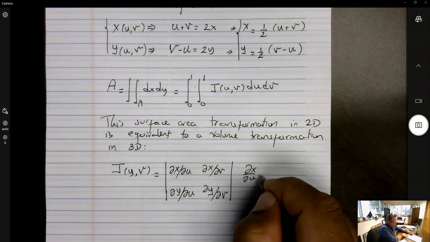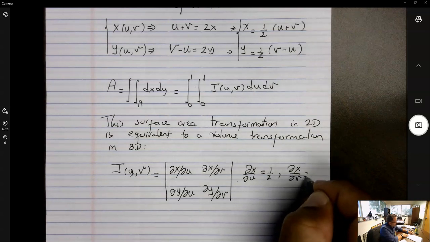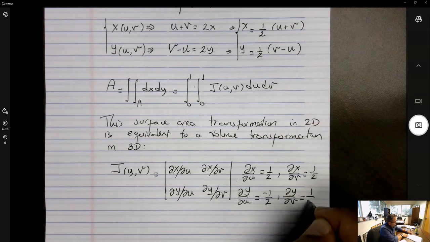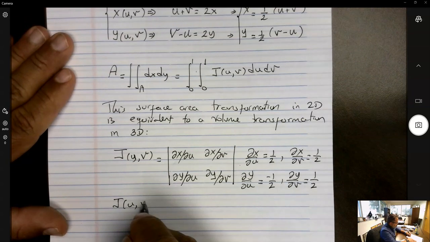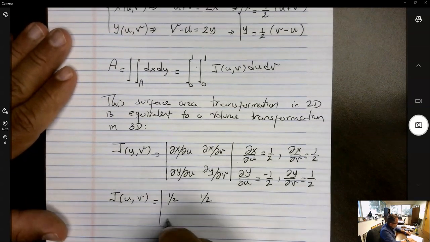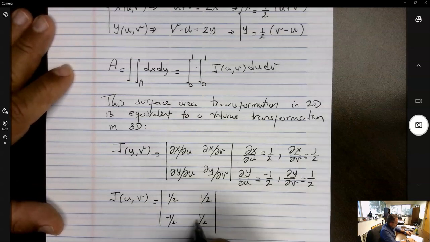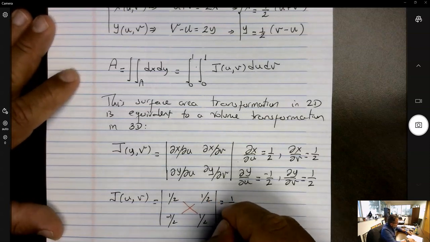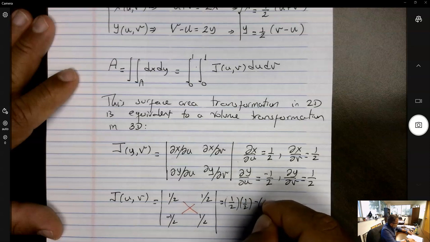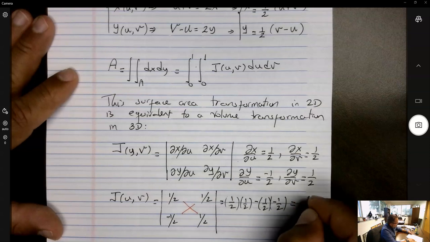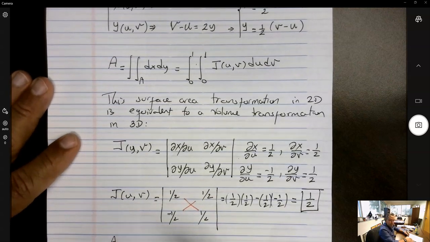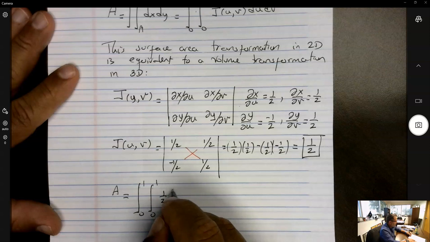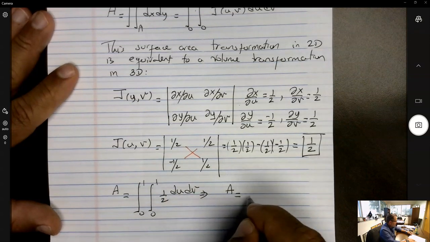In this case, dx du is equal to 1/2, dx dv is equal to 1/2, dy du is equal to -1/2, and dy dv is equal to 1/2. So the Jacobian is the determinant of the tensor 1/2, 1/2, -1/2, 1/2, which essentially takes the diagonal and subtracts the multiplication of the off diagonal. So we multiply these two and subtract the multiplication of these two, which is equal to 1/2 times 1/2 minus 1/2 times -1/2, and that's equal to 1/2. So the area of the rotated frame of reference is the integral from 0 to 1 of 1/2 du dv, and the area is simply 1/2.